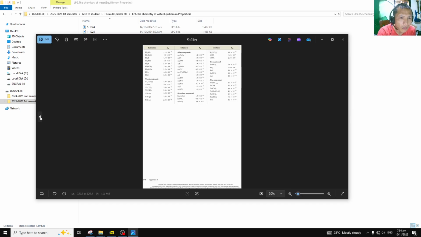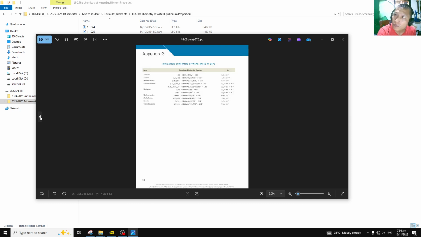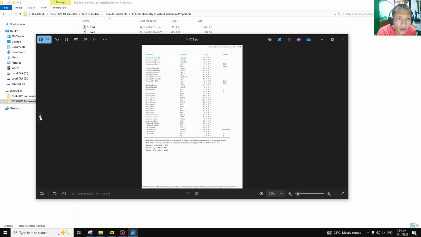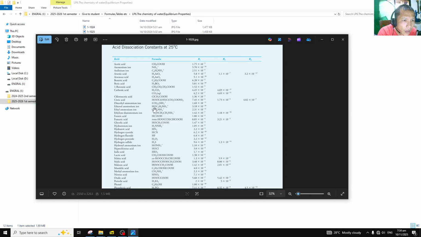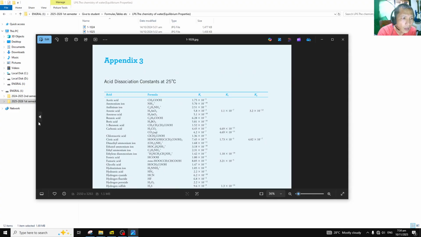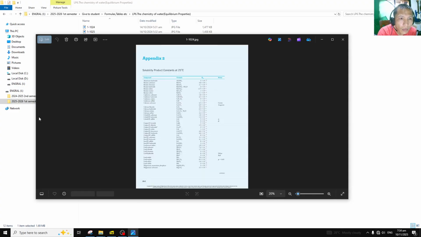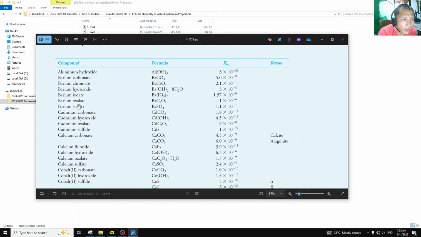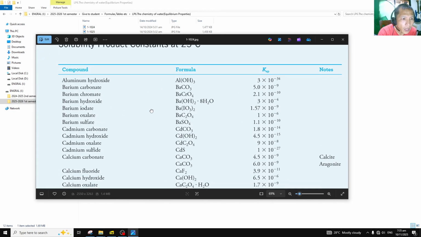So this is the table that I will be displaying on Google Drive, so you can look for it. Weak acid, weak base. Okay, barium. How about here? Barium, no. So this is acid. Solubility product constant here. Oh, here is barium iodate. So it is here. So basically, it is BaIO3, 1.57 times 10 to the negative 9.